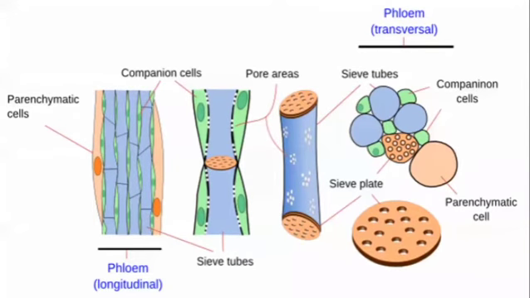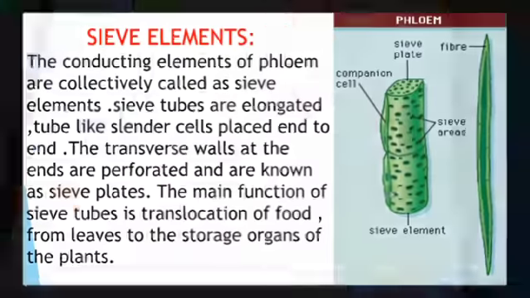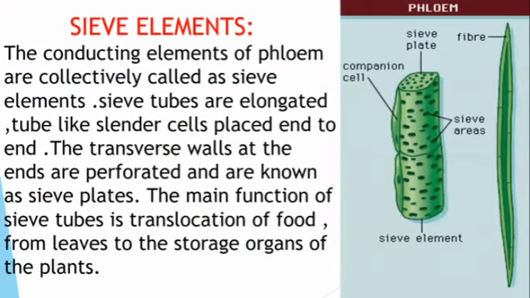Let's study about phloem tissues: phloem parenchymatic cells, companion cells, phloem pores, sieve plates, sieve tubes. The first component of the phloem is sieve elements. This is a phloem sieve element. The conducting elements of phloem are collectively called sieve elements.